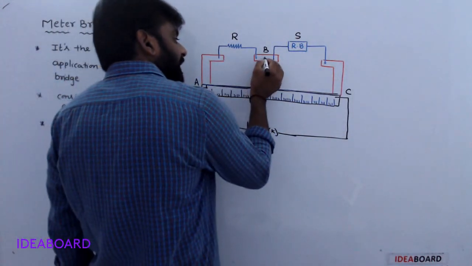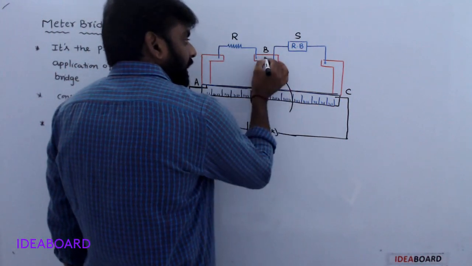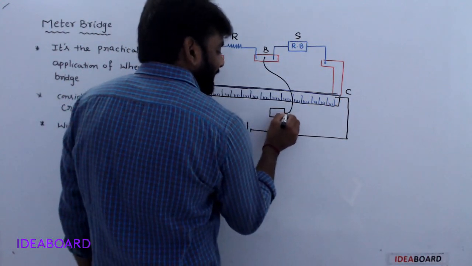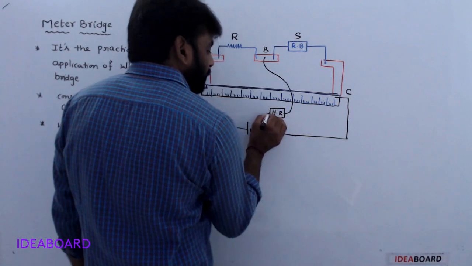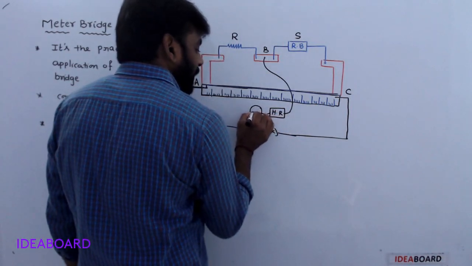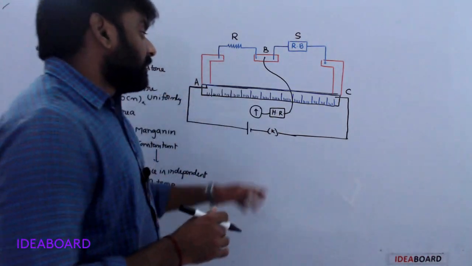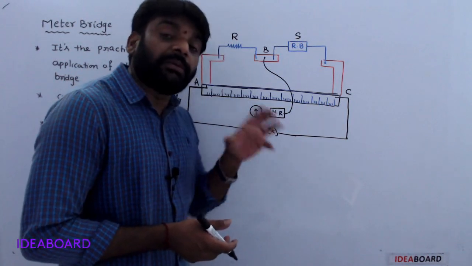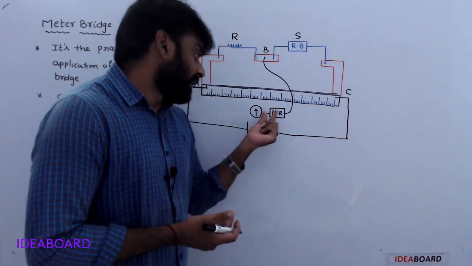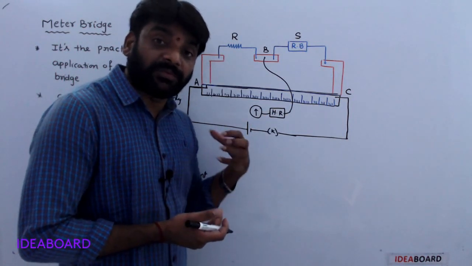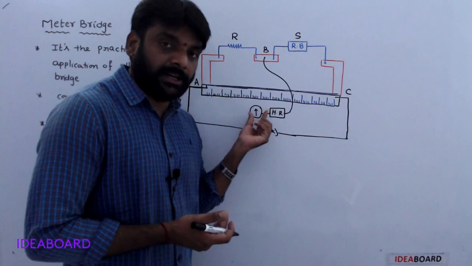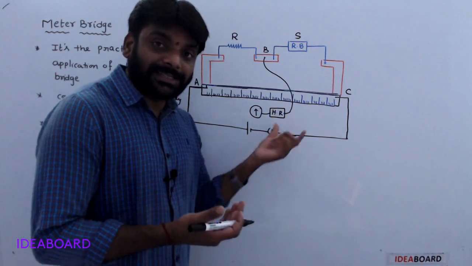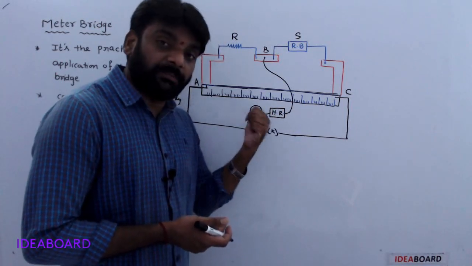Next, at B, one galvanometer is connected with the help of a high resistance box. This is the galvanometer. Here the high resistance box protects the galvanometer from high currents. Understood? What is the use of the high resistor here? Its main purpose is to protect the galvanometer from high currents.